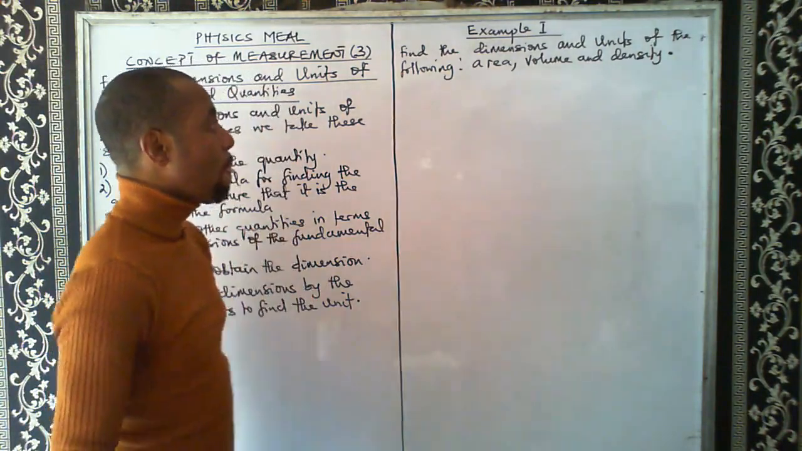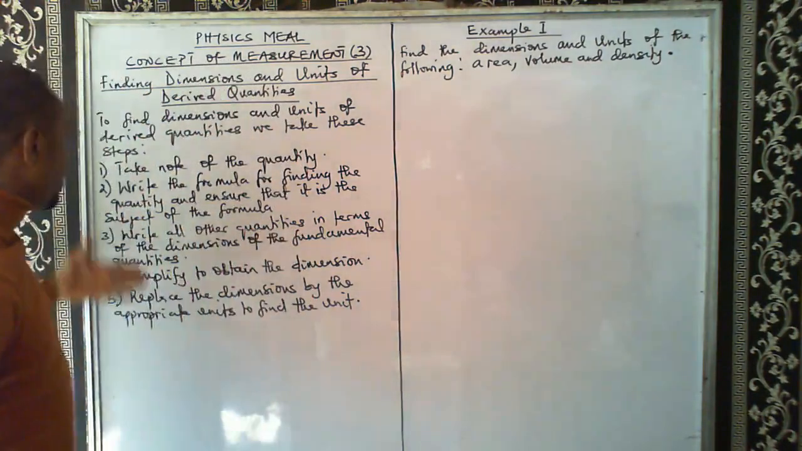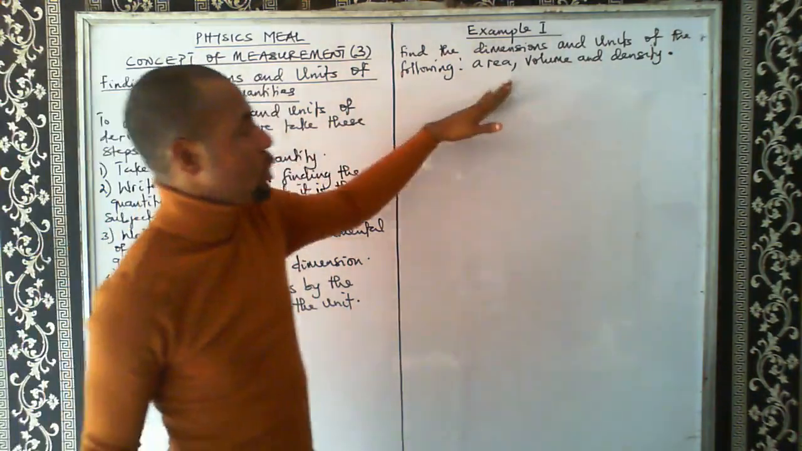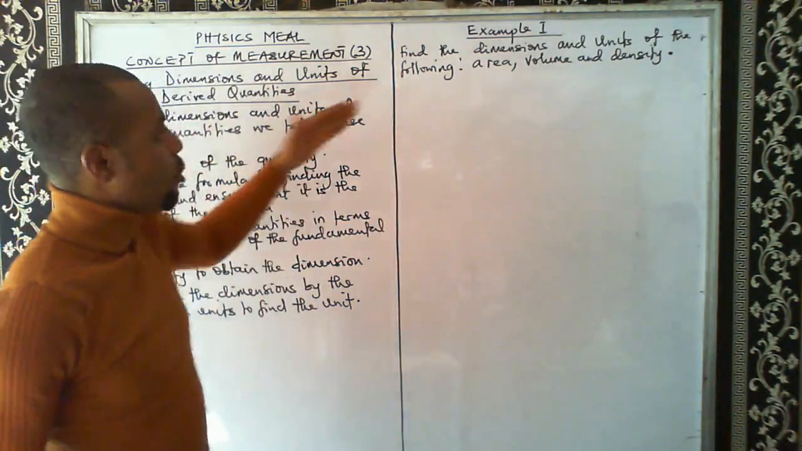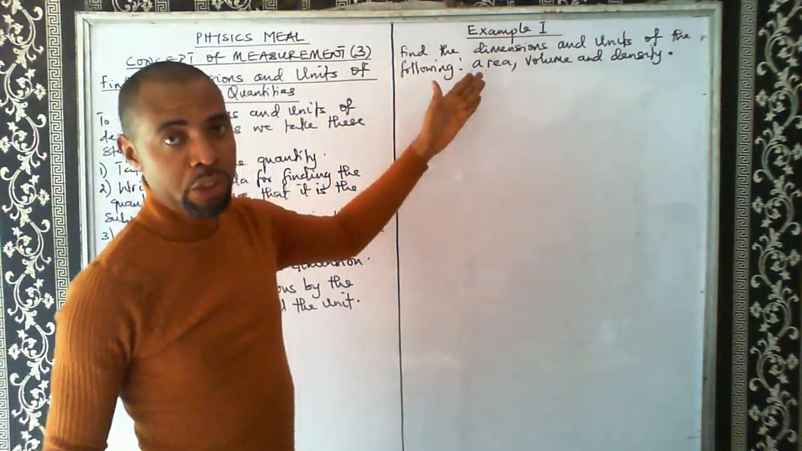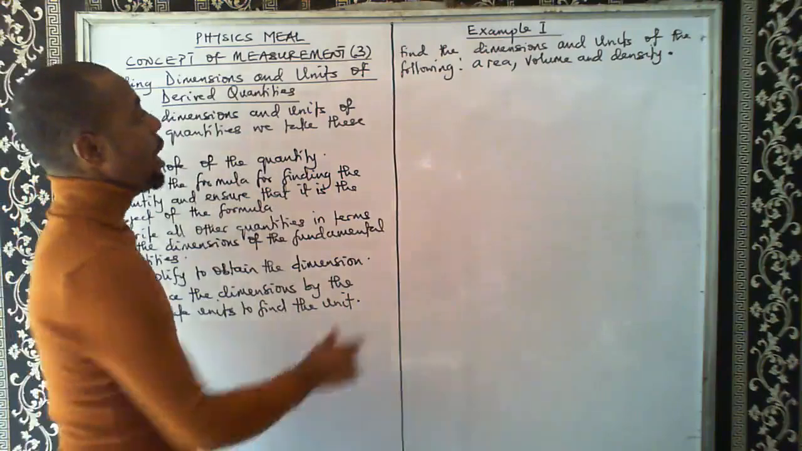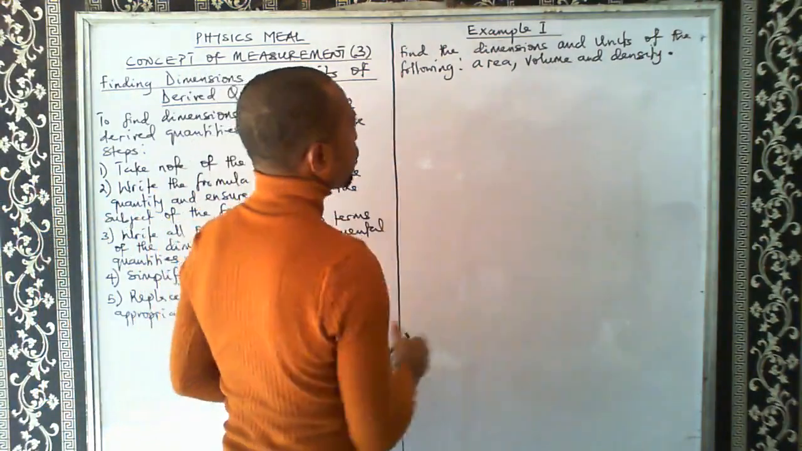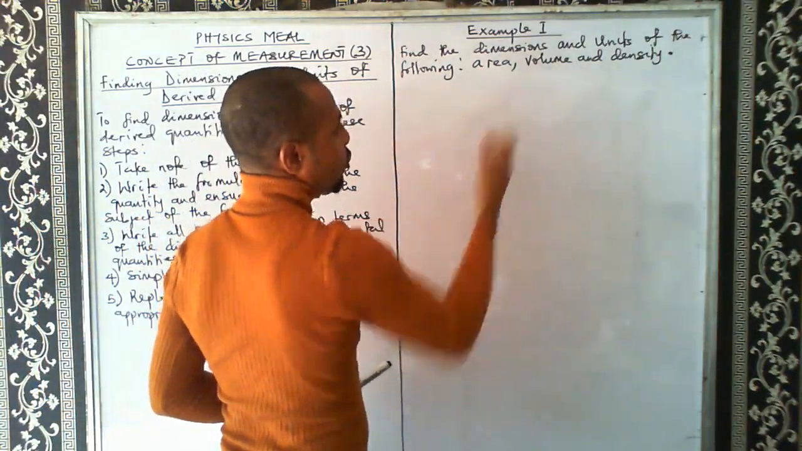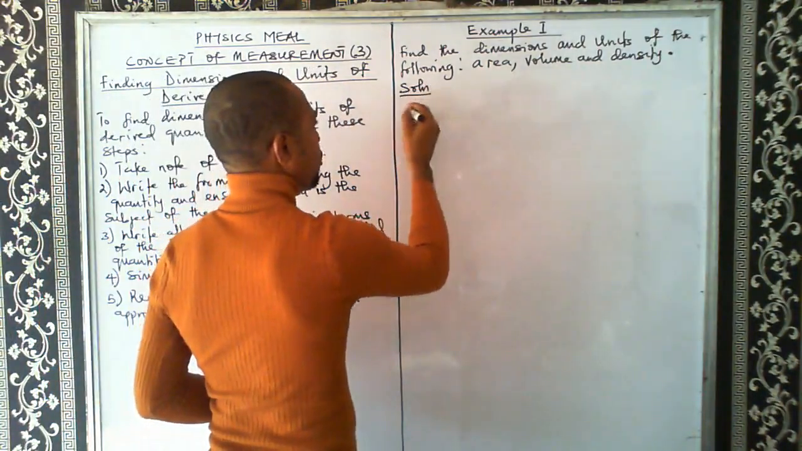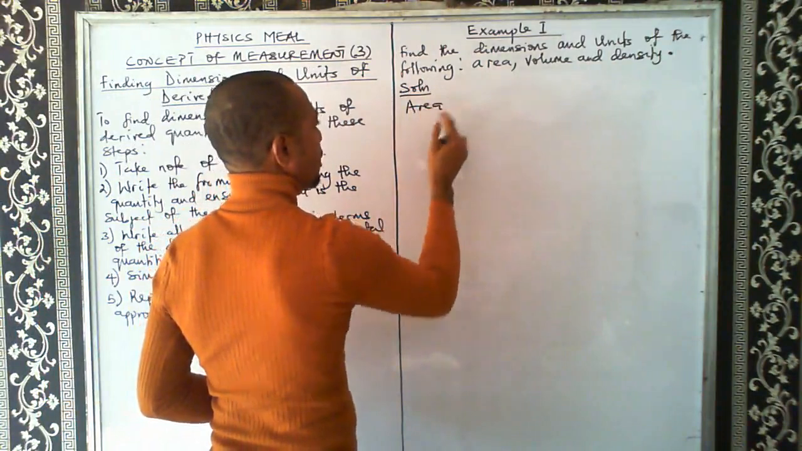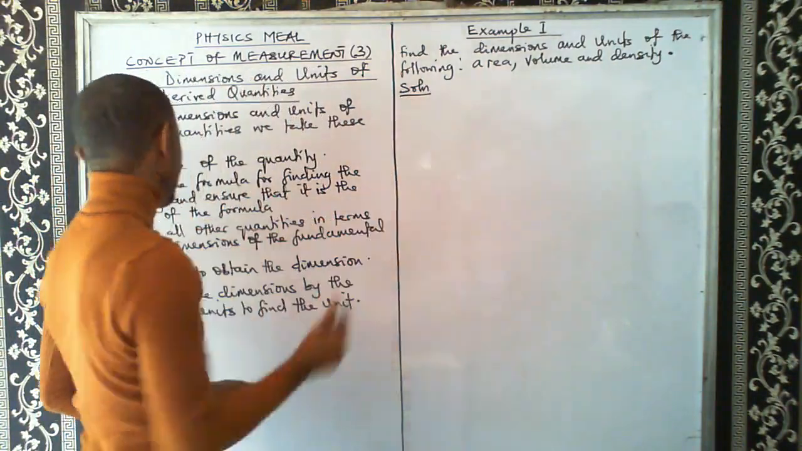Before we start looking at these steps, we have to pick a question so that as we look at any of the steps, we will apply it to the question on the board. So we are asked to find the dimensions and units of the following quantities: area, volume, and density. So let's see how we'll do this. The first one is area.